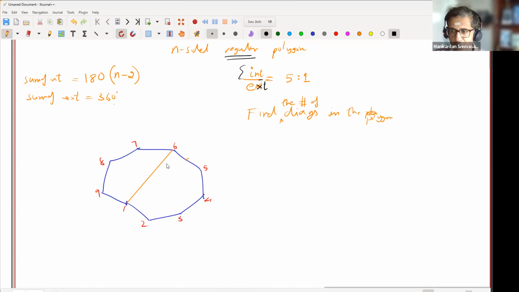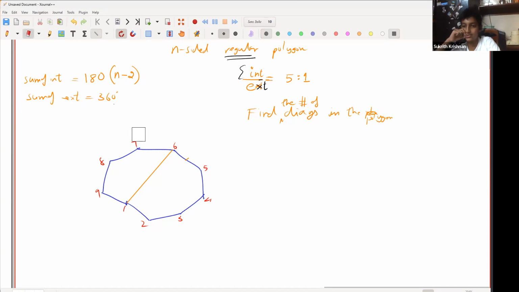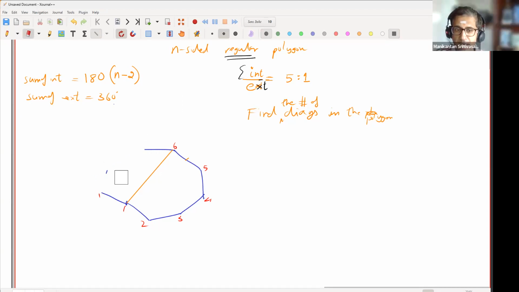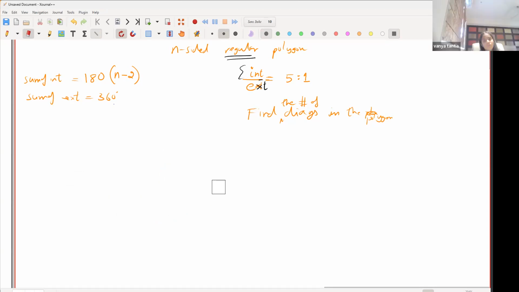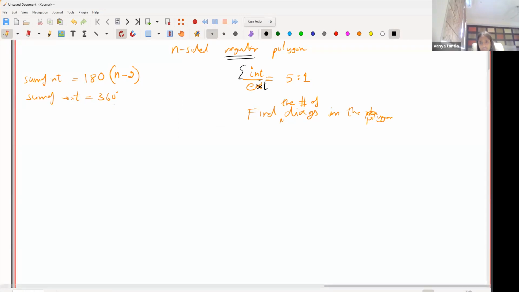Is the question clear, all of you? Okay. Can I say the answer? Sukrit, you can chat me the answer. So how do we find the diagonals? If you find the interior and exterior angle, how will the diagonals come out?